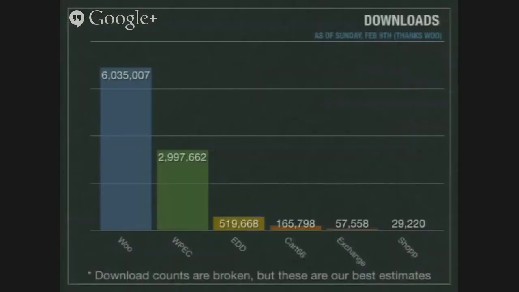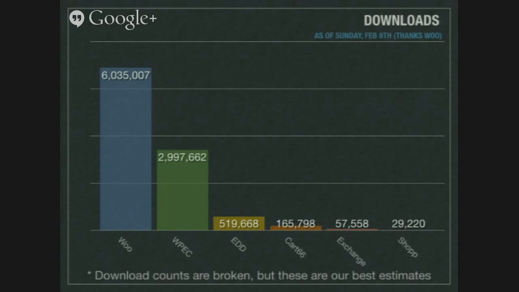And you'll kind of see it slope down pretty drastically there. We come in at 519,000, which is a milestone we just hit last month. So that's pretty exciting. Oh, I'm sorry. Yeah, so WooCommerce is the major one here with 6 million downloads. Then you've got WP eCommerce with almost 3 million. They've probably passed that by now. Easy Digital Downloads at 519,000.